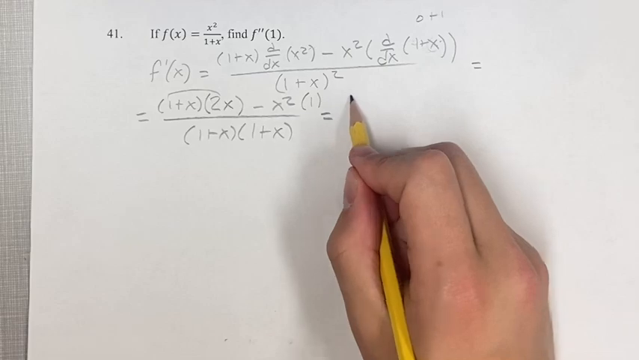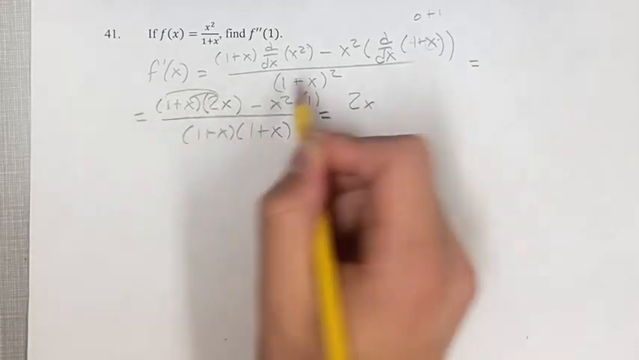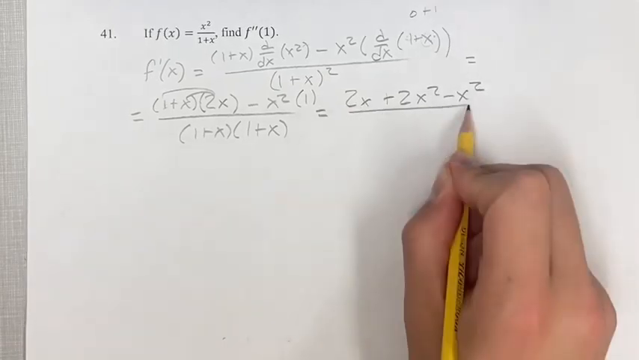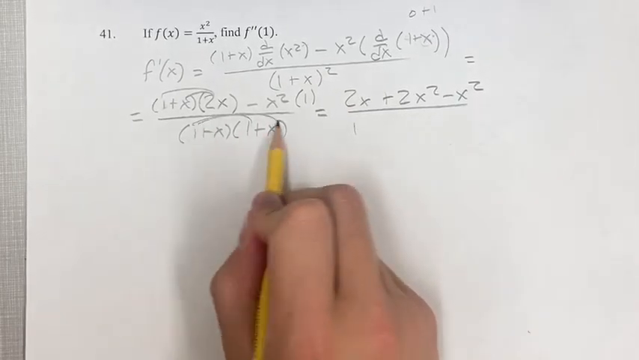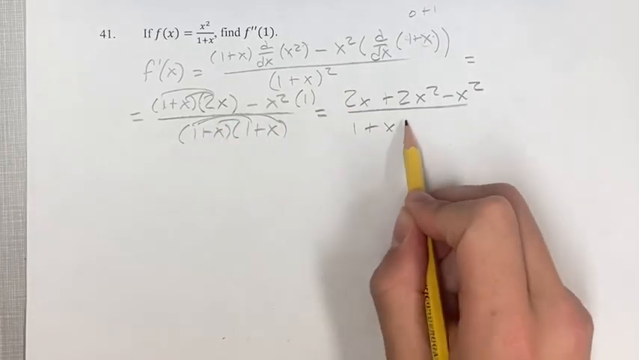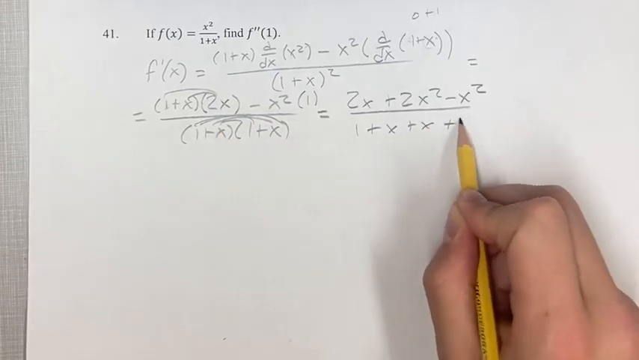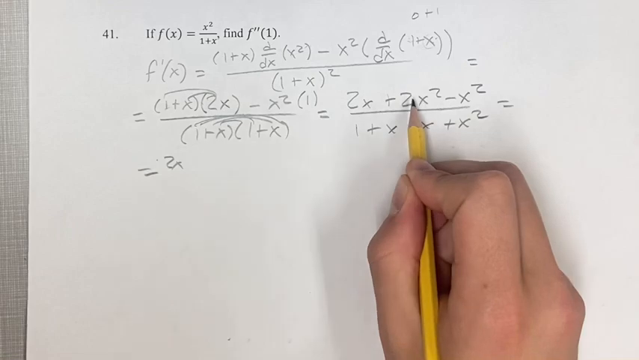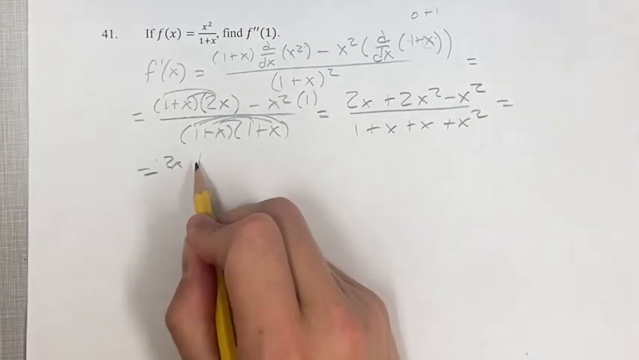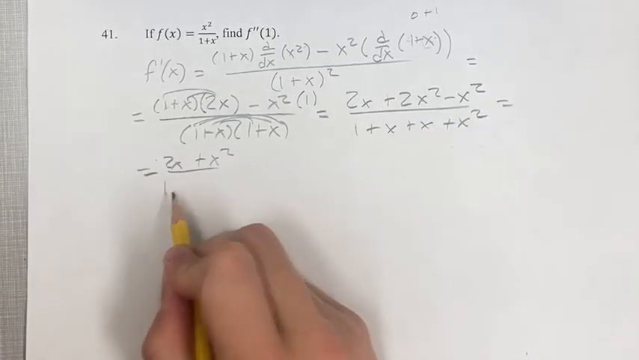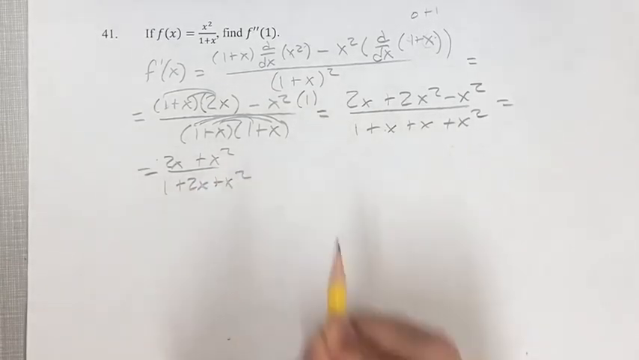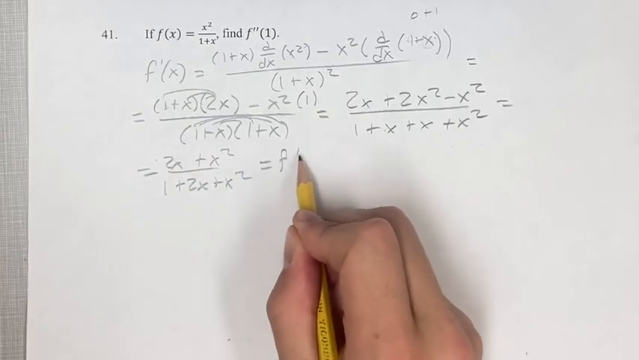Simplifying this, we get 2x plus x times x is 2x squared, minus x squared, over 1 plus x plus x plus x squared, equals 2x plus 2x squared minus x squared, which is plus x squared, over 1 plus x, is plus 2x plus x squared. And this is your first derivative.